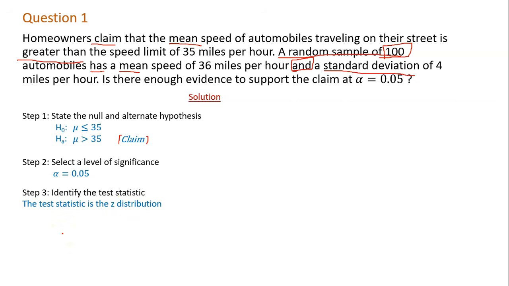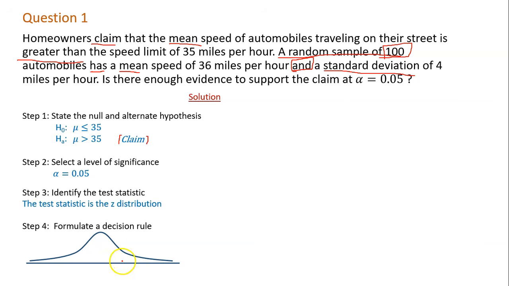Then you go to step 4. For step 4, you write that formulate a decision rule. To formulate a decision rule, we're going to sketch a normal curve. So we draw the line and then sketch a curve. Now when you sketch the curve, go back to the set of hypotheses to check if it's a right tail test, a left tail test, or a two tail test. When you look at this, this is a right-tailed test, isn't it? Since it is a right-tailed test, you shade the right tail.